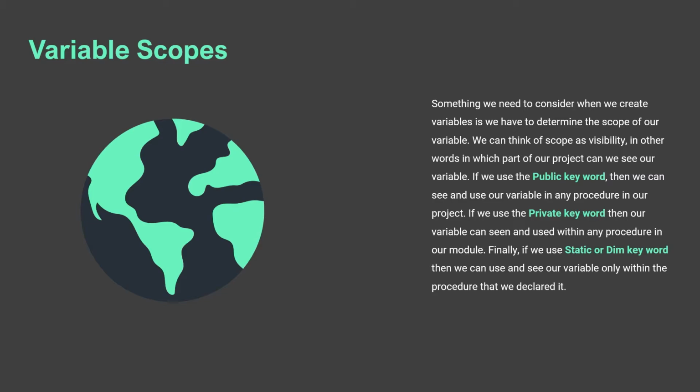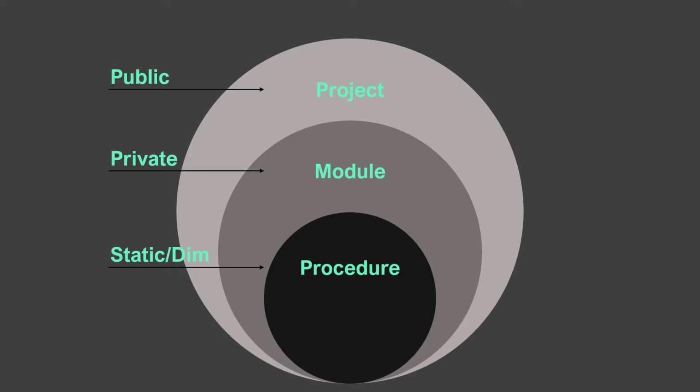So now that we understand variable scopes, let's look at it in a more visual manner. Now, at the highest level, we can have a public variable. So that means at an entire project level. At the next level, we can have it accessible across an entire module. So in that case, we would use the private keyword. And then next, if we want to restrict our variable to just a particular procedure, then we would use the static or dim keyword.